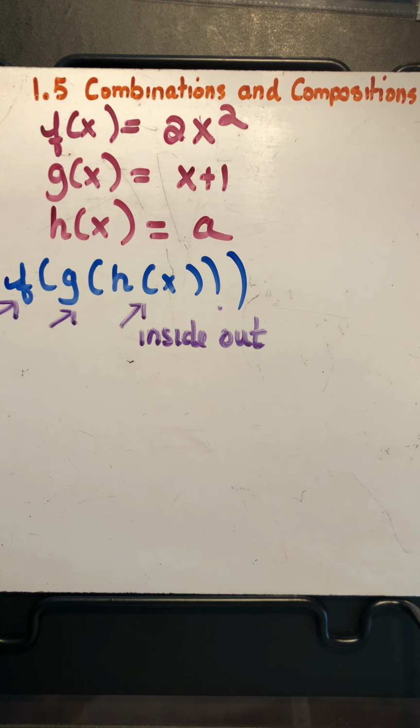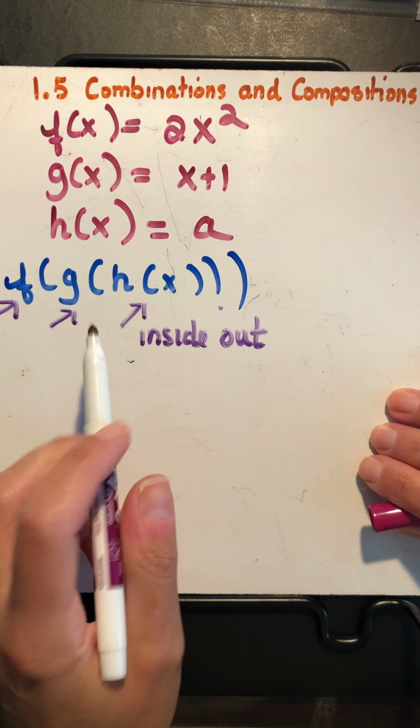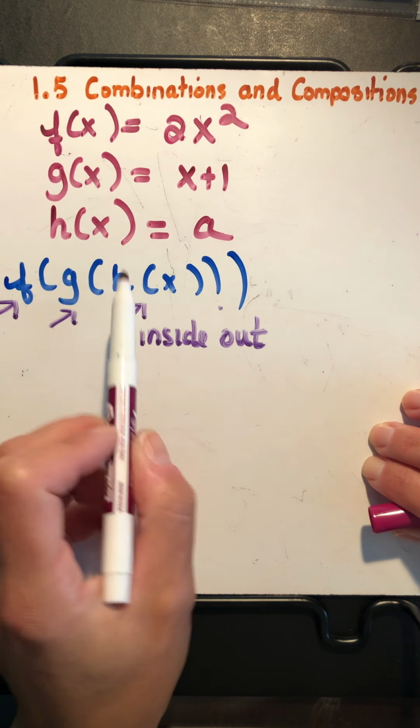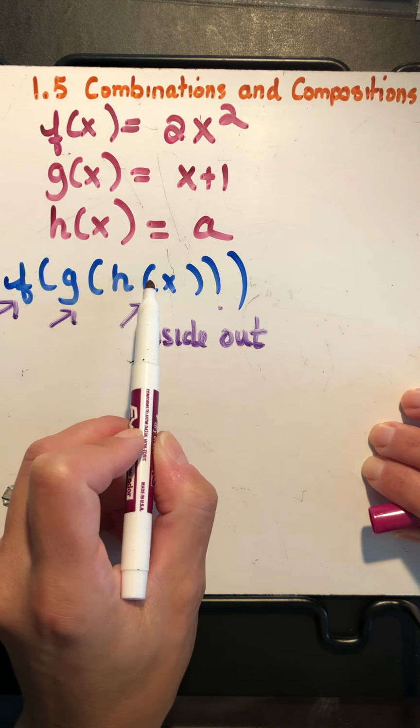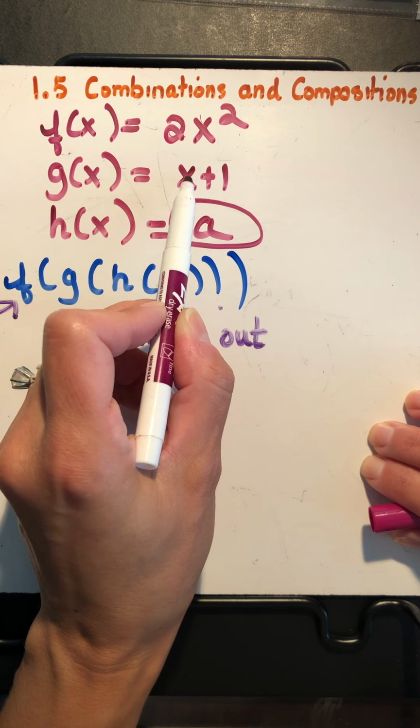Okay, so hopefully you had some time to think about the last question, and now I'm going to do the answer for you. So we're going to start with the inside out, and we're going to put h of x inside of g of x. So what's h of x? H of x is a. So that's going to go inside g of x. So basically a is going to go in for x.